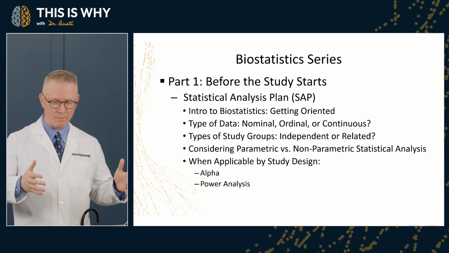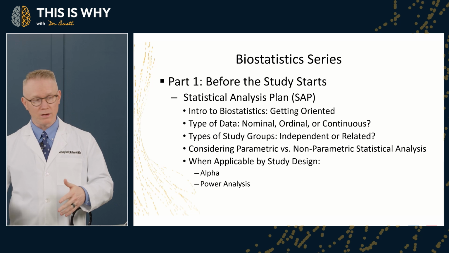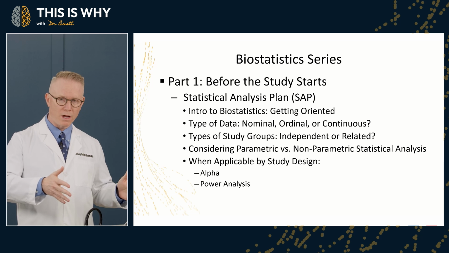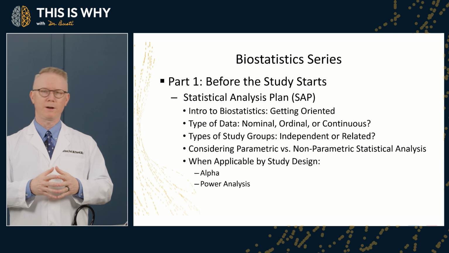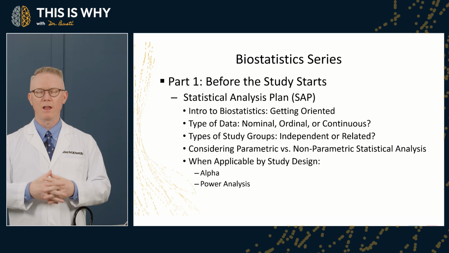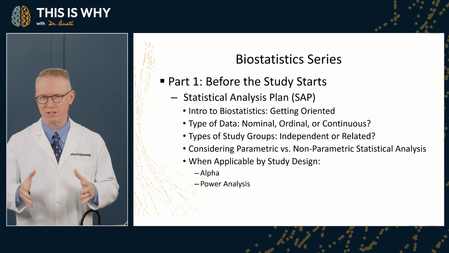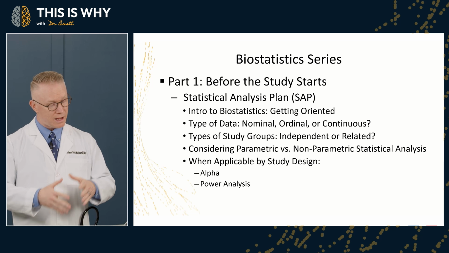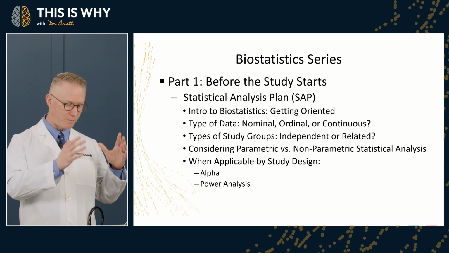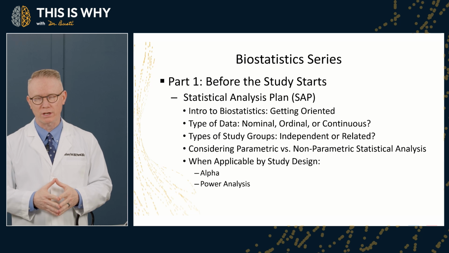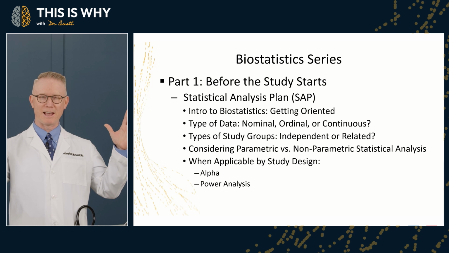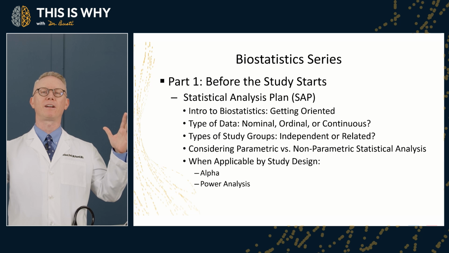Are you dealing with independent, related? How many of them? 1, 2, 3 or more? Or 2 or more, right? All of those things become relevant when you're considering the type of statistical analysis that needs to be done. And that is the standardized, traditional parametric versus non-parametric statistical analysis. And again, as some of you may be already starting to think, oh my God, right?